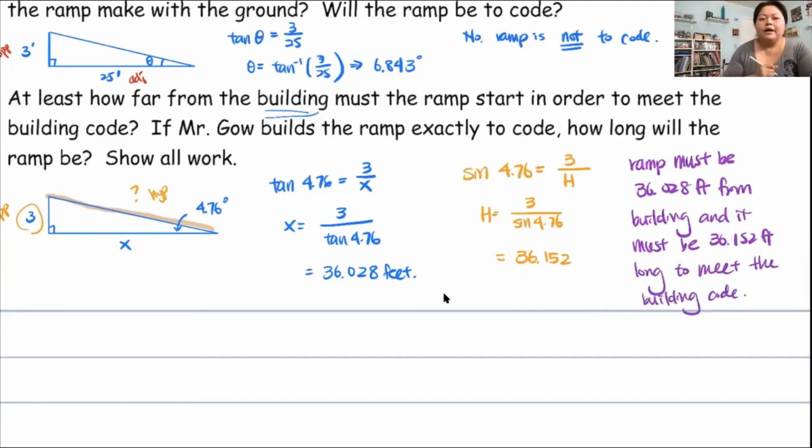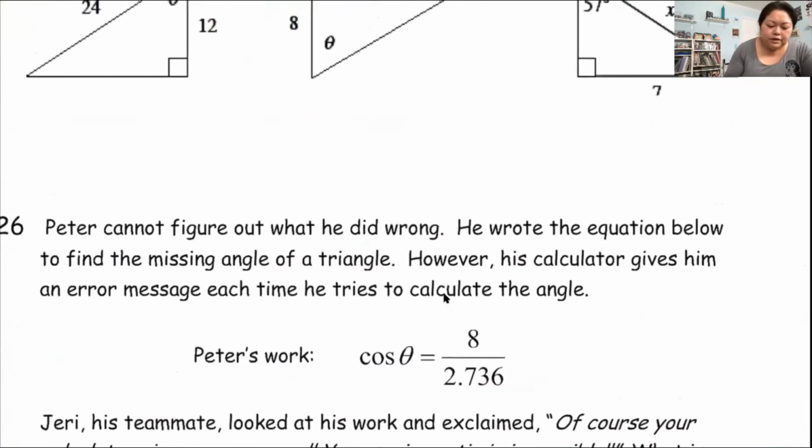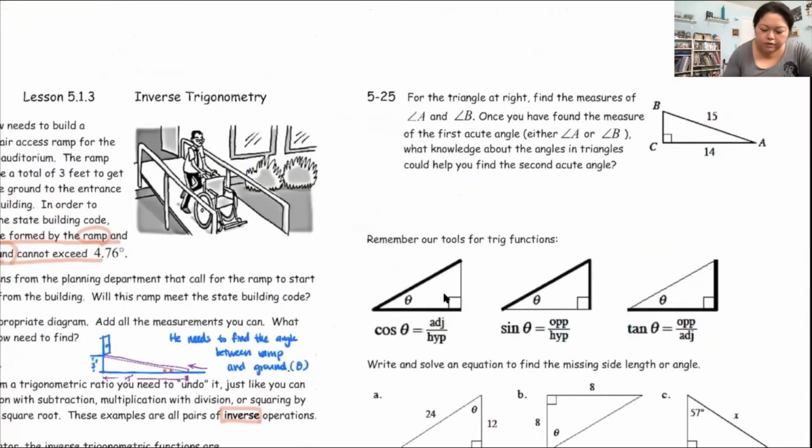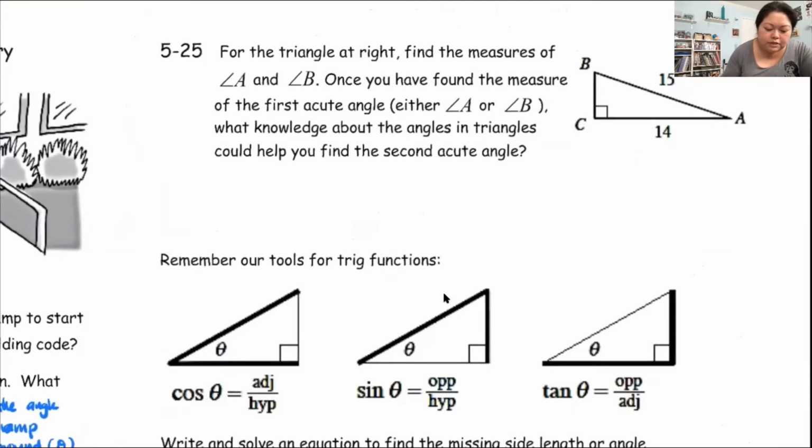Okay. All right, so again, there's two parts to the question here. It's asking you, first of all, how far away from the building, and then how long the ramp itself must be. Okay, all right, let's look at our second part of our notes here. I gave you some really good diagrams here, right? So before we go there, let's move on to the next question here.